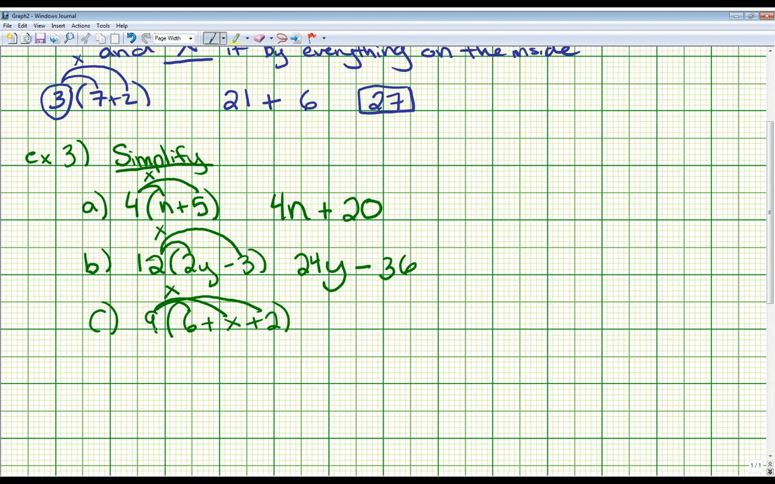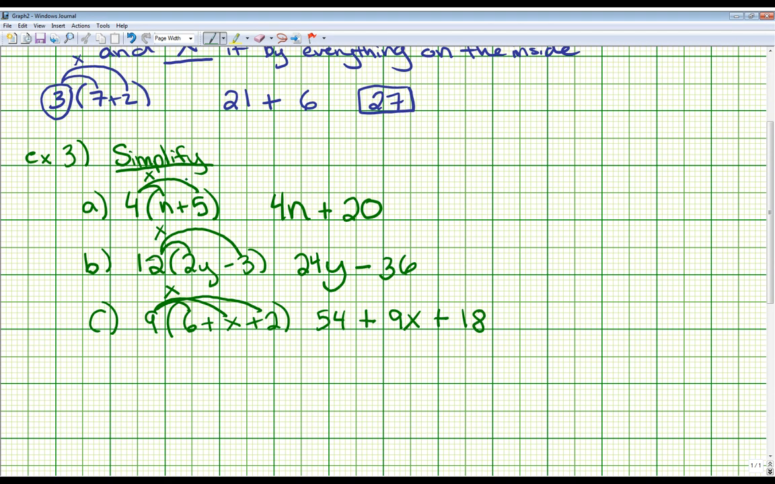So my first task is 9 multiplied by 6, and that gives me 54. I see a plus sign in there, so I'm going to put a plus sign in my answer. 9 times x, we're just going to put the 9 and the x together. And then 9 times 2 is 18, and there's a plus sign in between there, so I'm going to use a plus sign in my answer.